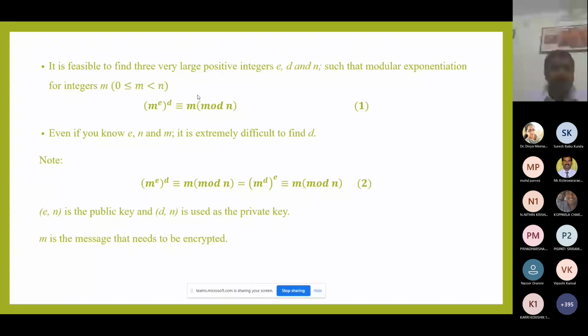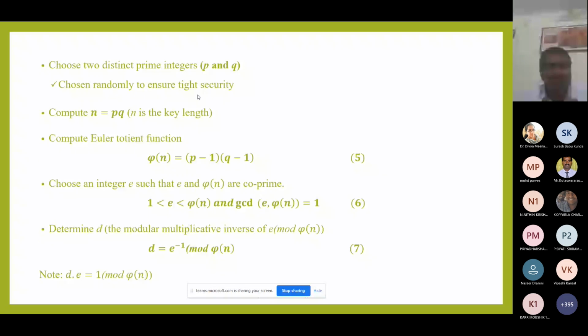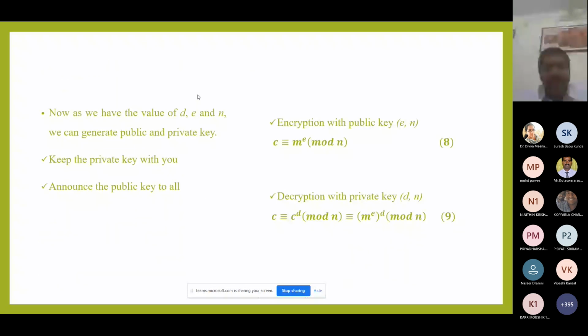We have several steps here, so I'll not go into the details of this RSA algorithm at this point of time. At the end of the RSA algorithm, we have some kind of keys. This RSA algorithm generates the keys, and it will keep the private key with the user, and it will announce the public key to all. So encryption will be done with the help of public key E, N, and decryption will be done with the help of private key D, N.